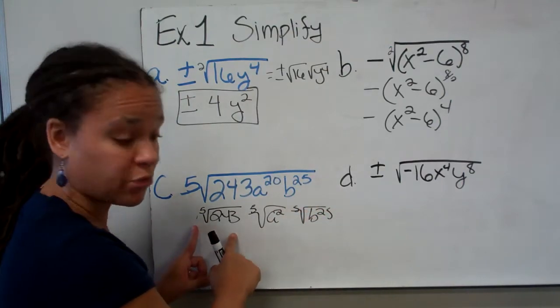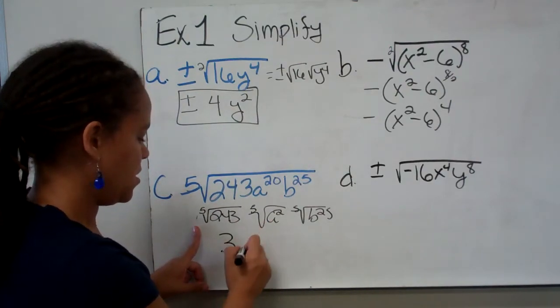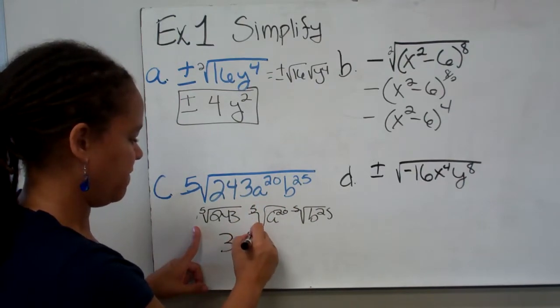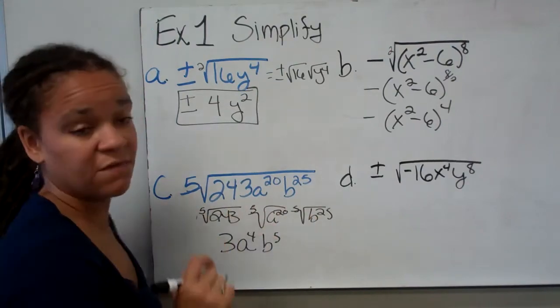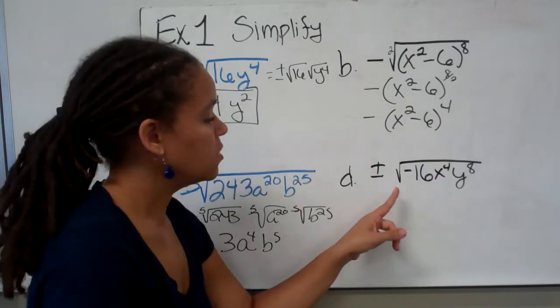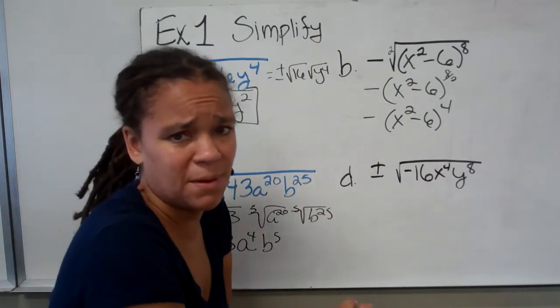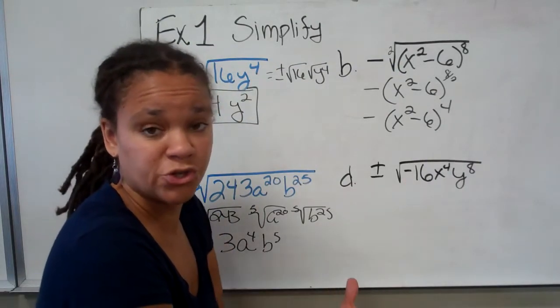Fifth root of 243, you can use your calculator for that, would be 3, and then that should say 20. Of course, that's going to be a to the 4th, b to the 5th, because 25 divided by 5, 20 divided by 5. All right, here D, plus or minus radical negative 16, x to the 4th, y to the 8th. So you may be thinking, wait a minute, what are we going to do with this negative under here? I'm going to show you how it would come out.